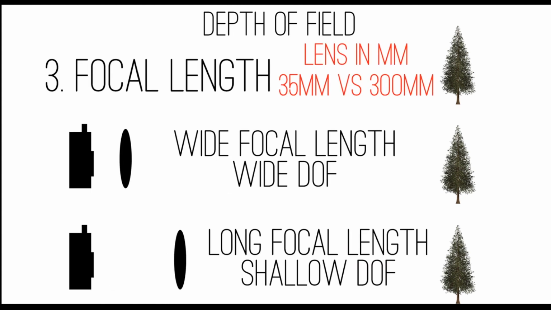The last method is focal length. Focal length is the distance your lens is from your sensor or your camera. If your lens is close, you're going to have a wide focal length, and if it's far away, you're going to have a long focal length. This is written in millimeters up here. A 35 millimeter is an example of a wide focal length or a wide angle lens. 300 millimeters is an example of a long focal length. And a long focal length is going to have a shallow depth of field.